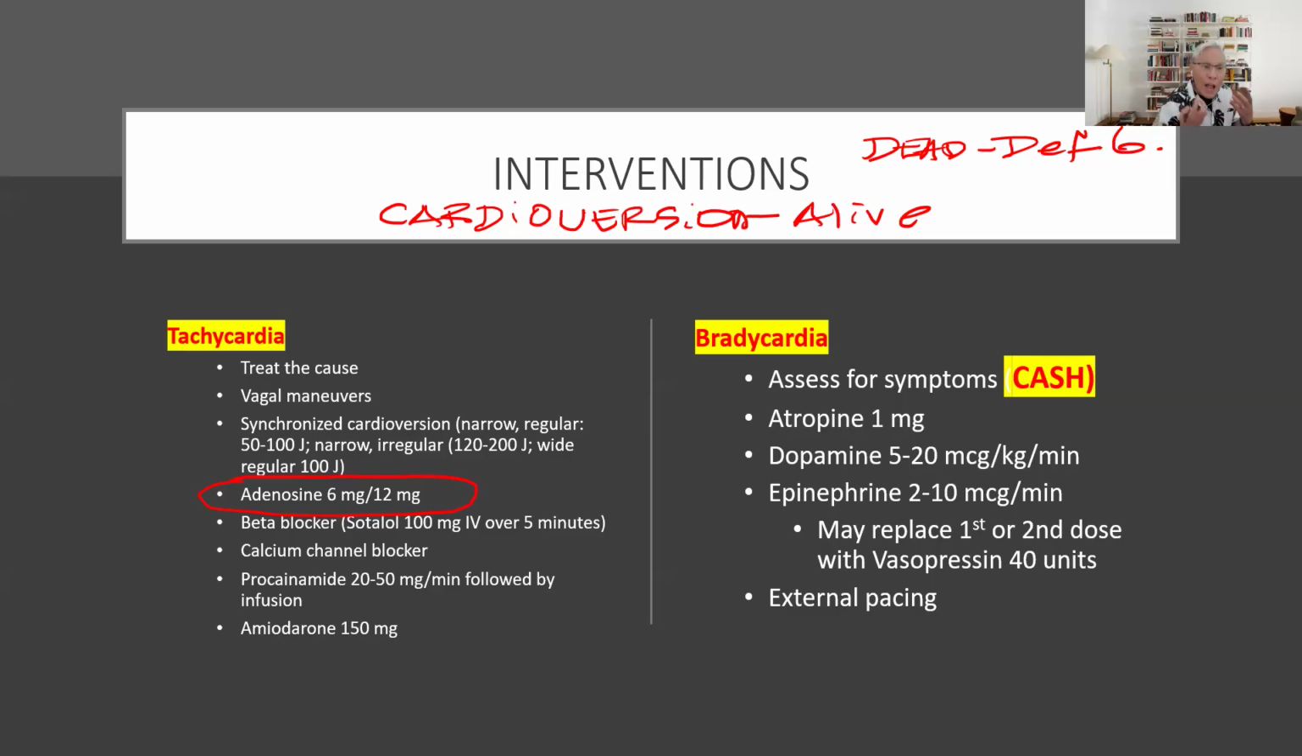Okay? So any fast rate is always going to have these interventions. Let's now go to the opposite, and that is bradycardia. Bradycardia is any heart rate that's less than 60. So usually there are instances, let me tell you what my pulse rate is now.